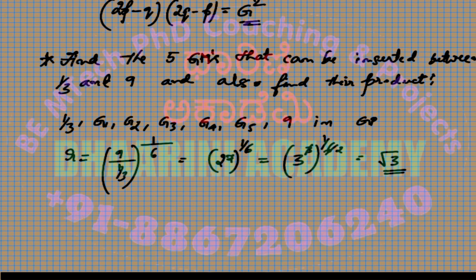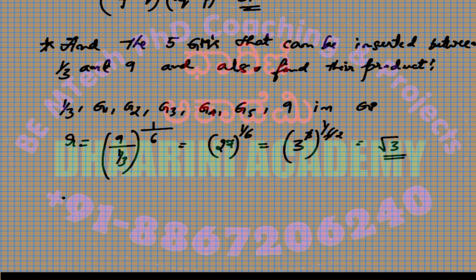Okay, I think now you will be able to find out what is G1. Therefore, G1 is equal to AR. So 1 by 3 into root 3. So the answer is 1 by root 3. Similarly, G2 should be equal to this into R. So that is 1 by root 3 into root 3, right? Root 3 cancels. The second term is 1.